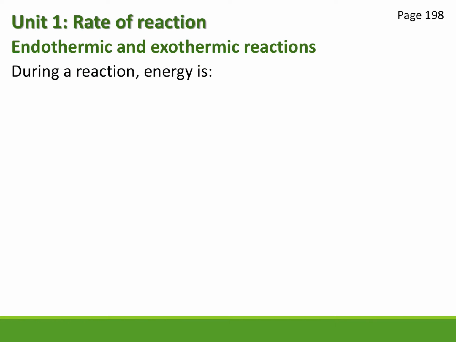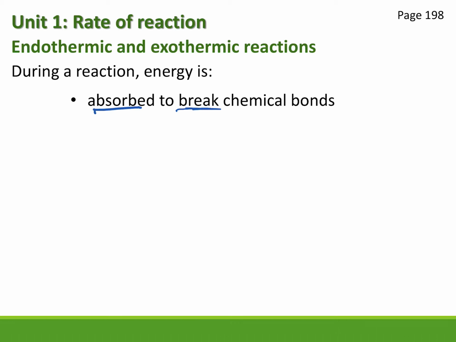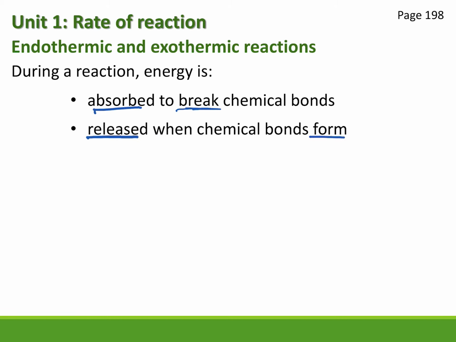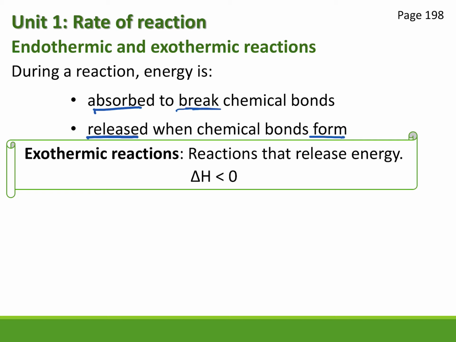So remember, during a reaction, energy is absorbed to break chemical bonds. That's when we break it up. That's what happens to the reactants. And then energy is released when we form chemical bonds. So that's when we make the products, okay? The difference between these two tells us whether energy is given off or taken in during the reaction, and it then will tell us exactly whether it's an exothermic or endothermic reaction.